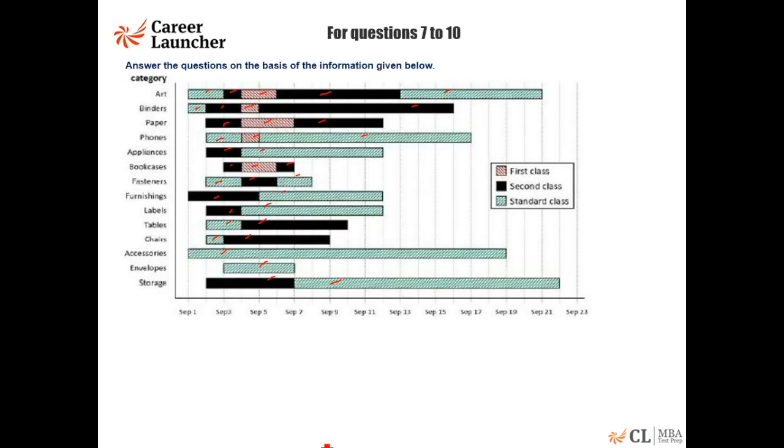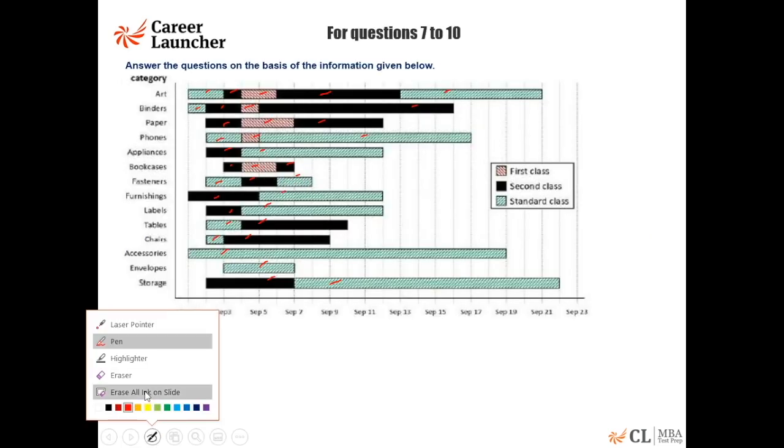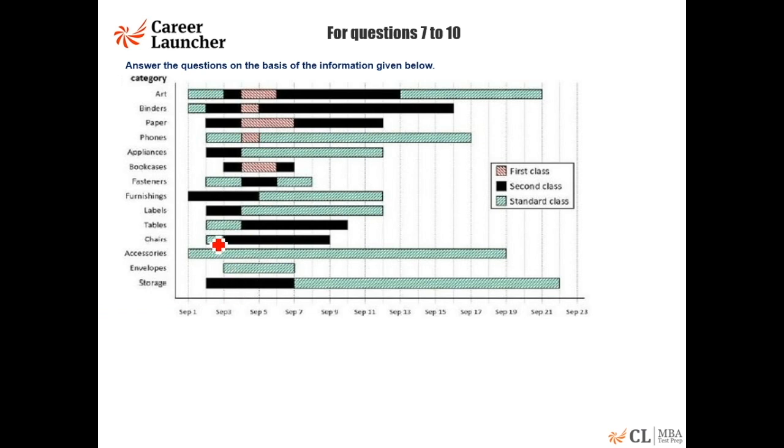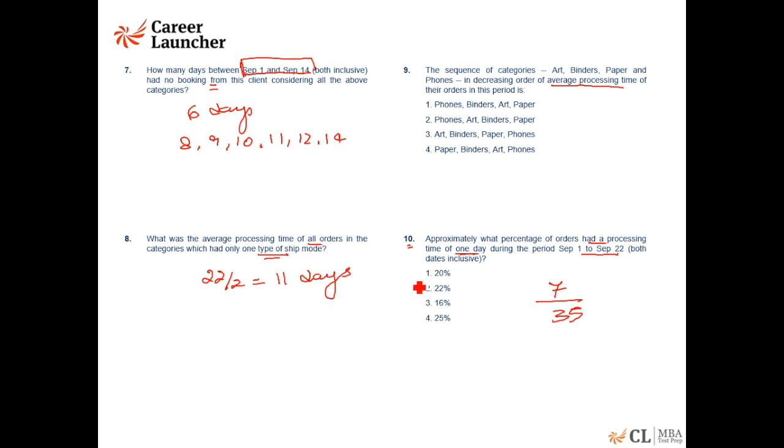And how many of them have been processed only in one day? Let's just check out. One day, one. Okay. Then there's nothing, nothing, nothing. 2, 3, 4, 5, 6, okay, 7. I'll confirm once again, nothing out here. 2, okay, that's fine. 3, nothing else out here. Okay, yeah. So 7. So 7 by 35, 20%.